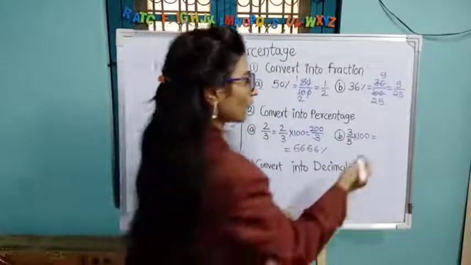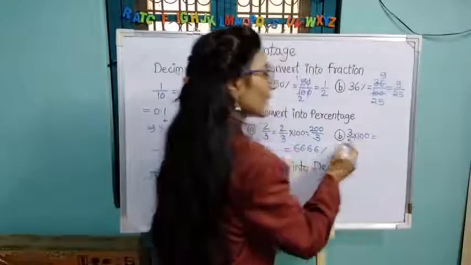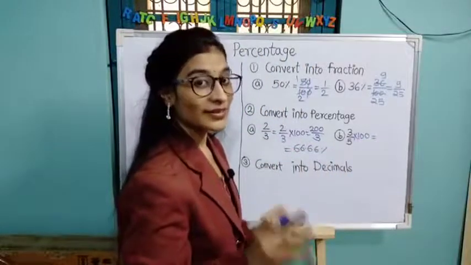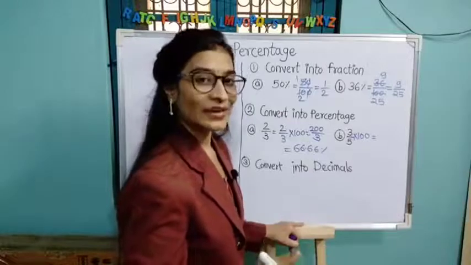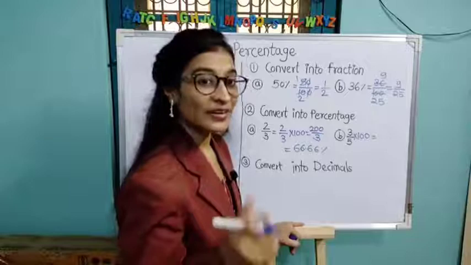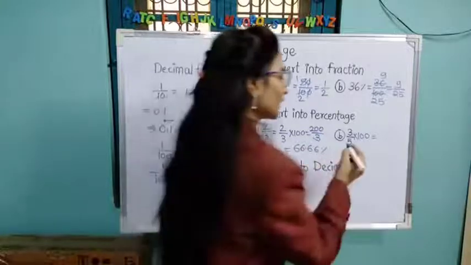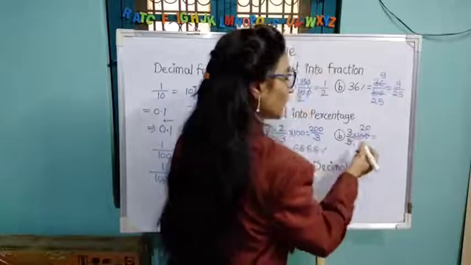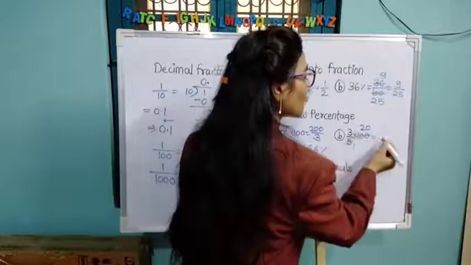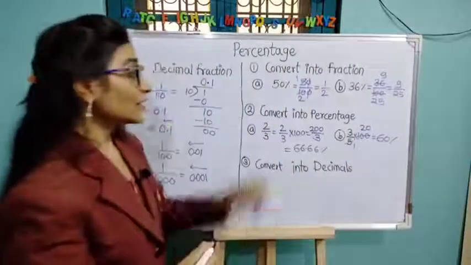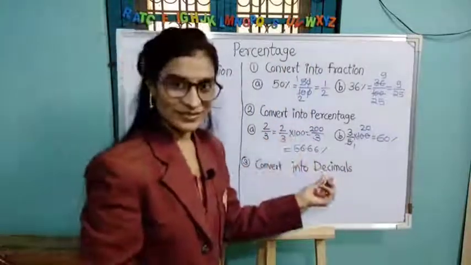So here also we have to do the same procedure, but here 100 is divisible by 5, because according to the divisibility test of 5, any number which has 0 or 5 at its unit place is completely divisible by 5. So by using that property we can divide this 100 by 5. So what will we get? 20 into 3, that is equal to 60. So in this way we can convert this fraction into the form of a percentage.